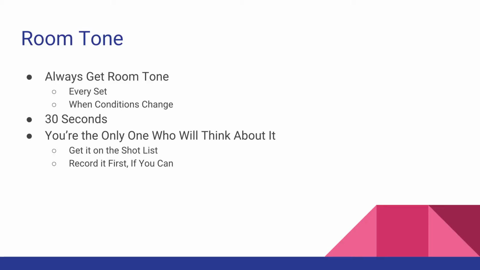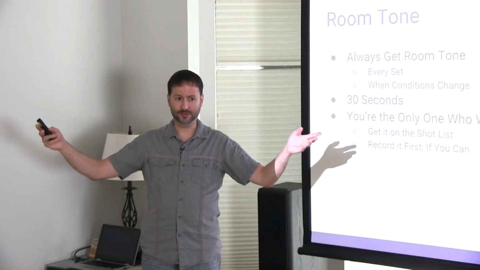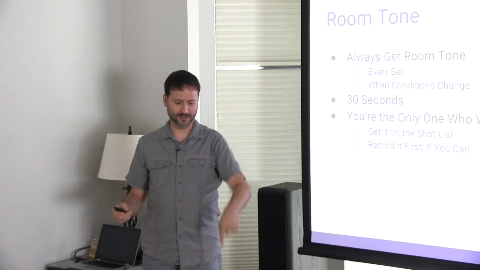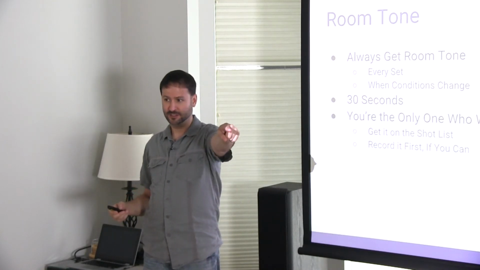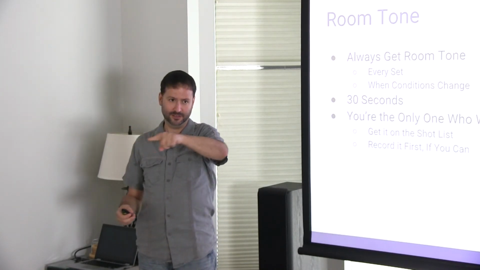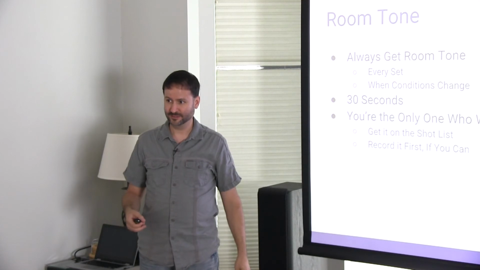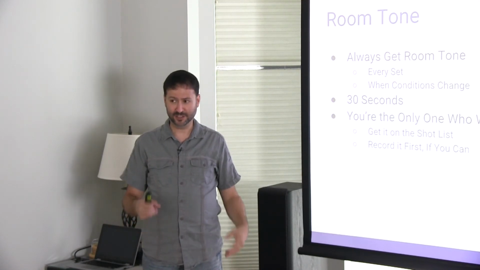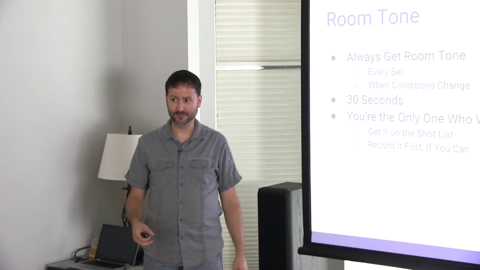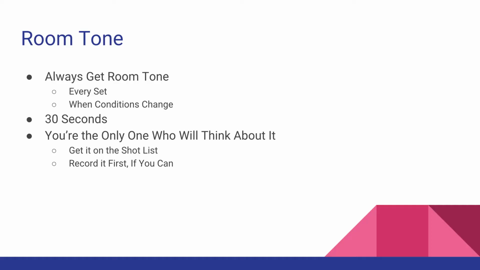It's important to get room tone in every set, not just every building. If I were to do a film in this house and I shot a scene here and a scene there and a scene there, those 3 places sound different. And so you need to get room tone in each one of them. The standard recommendation is to get 30 seconds.